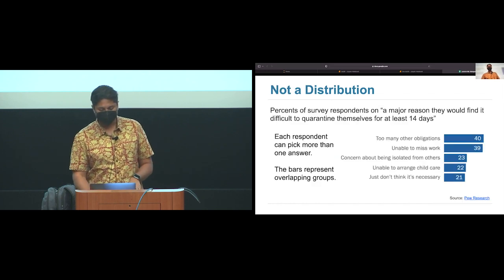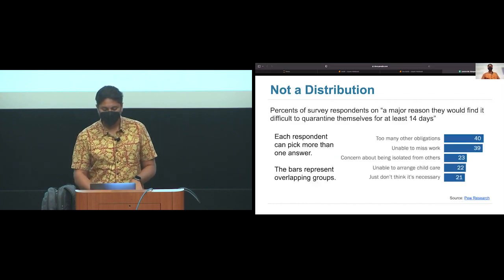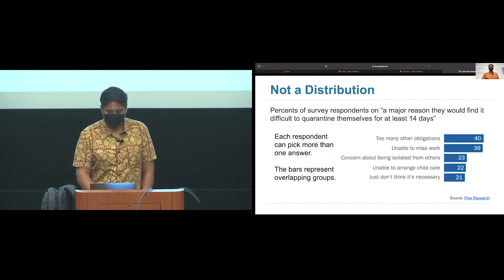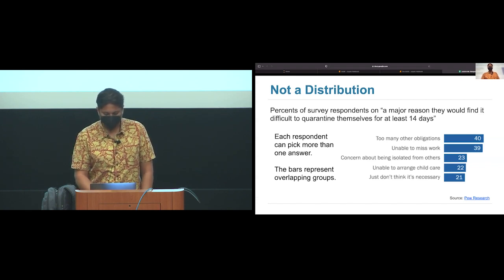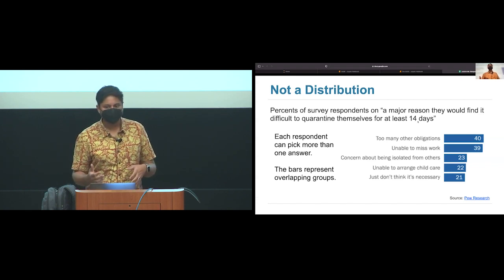There are going to be questions sometimes where it's not like that. So this is not a distribution. In this case, the survey respondents are answering a question related to a major reason they find it difficult to quarantine themselves for at least 14 days. And they're allowed to select more than one reason in this case.